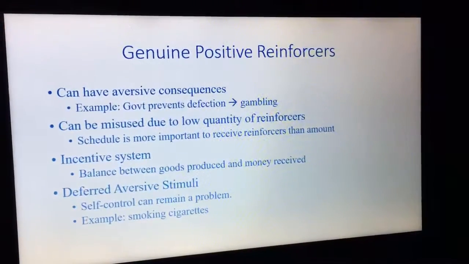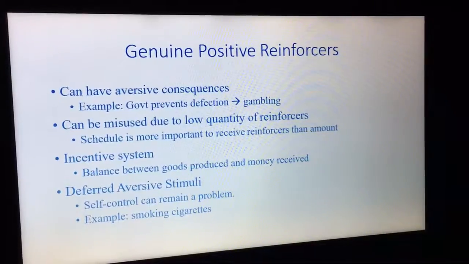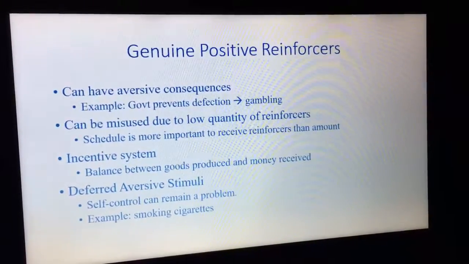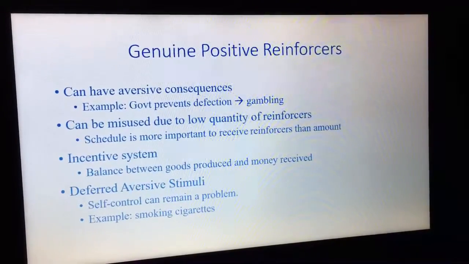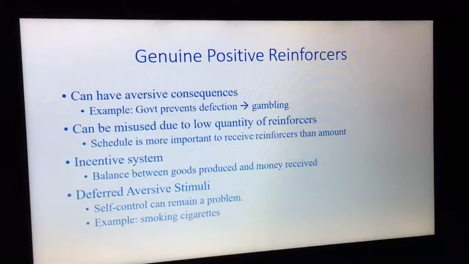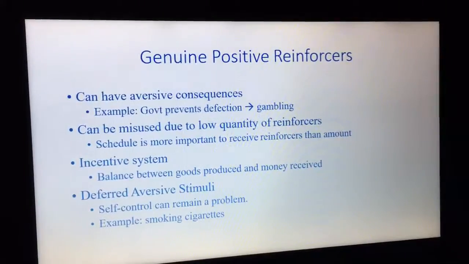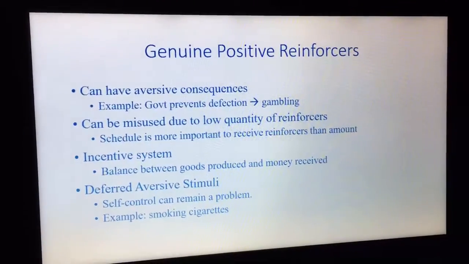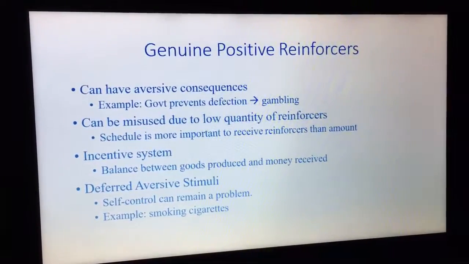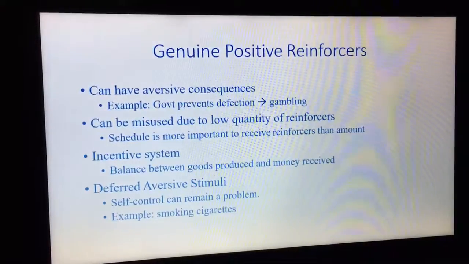There's also genuine positive reinforcers, which can have aversive consequences. For example, a government prevents defection by gambling. It can be misused due to low quantity of reinforcers, where a schedule is more important to receive reinforcers than amount. There's also an incentive system: balance between goods produced and money received. There's also the deferred aversive stimuli. Self-control can remain a problem. For example, smoking cigarettes. Each individual has their own limit, but they may exceed that limit.